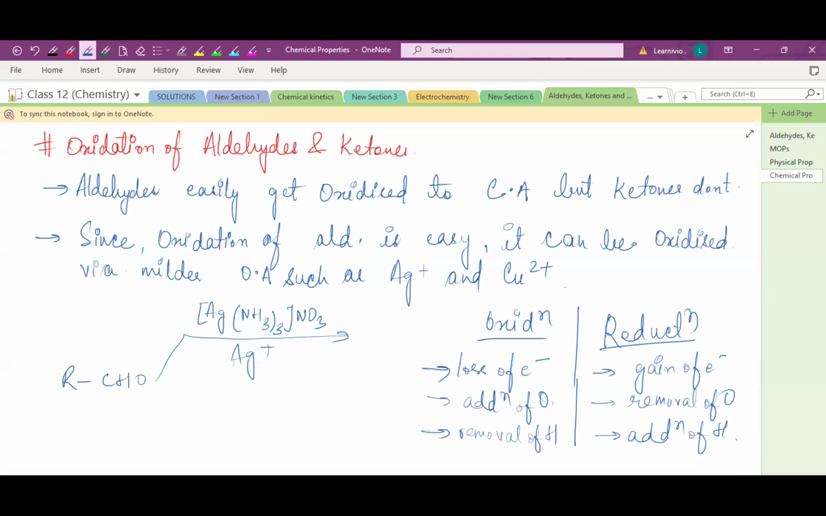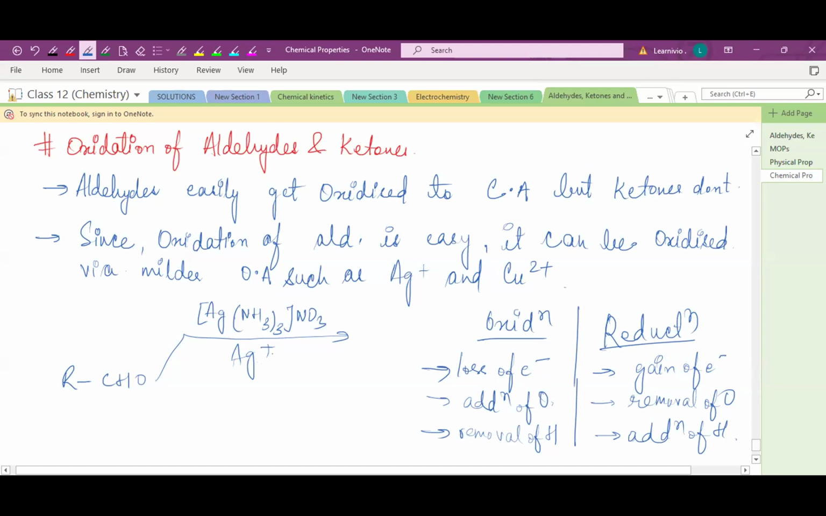That's the basic thing you should know, right? So as I said, oxidation, we are just doing the oxidation of aldehydes and ketones. So we are using the oxidizing agent. Oxidizing agents are those agents which oxidize the other group, but itself it will reduce, right?